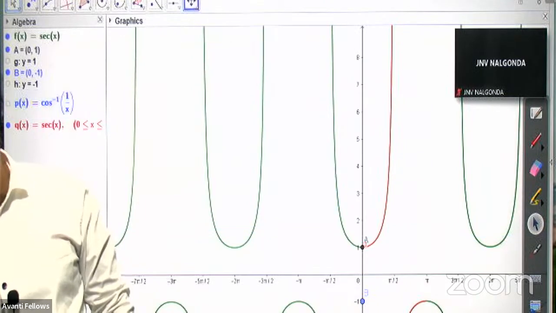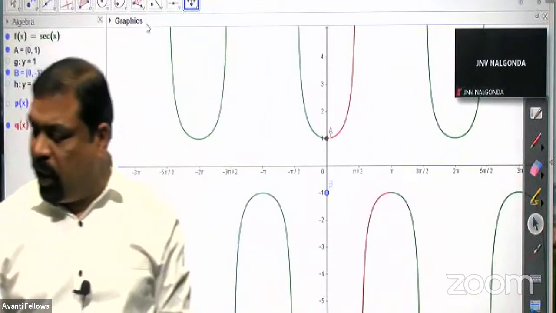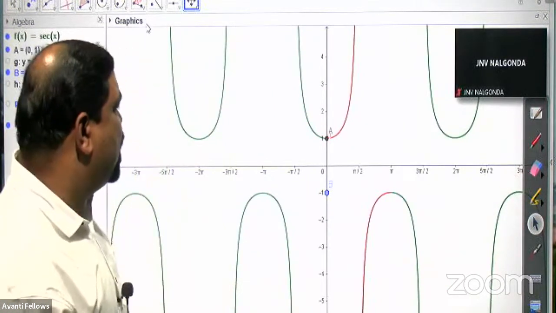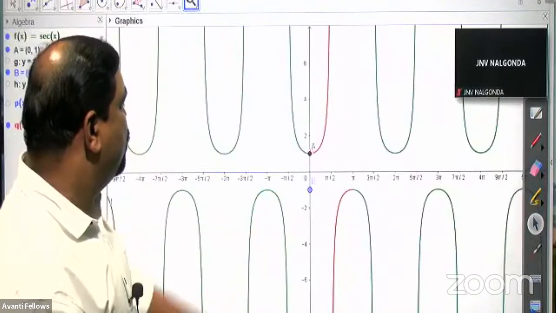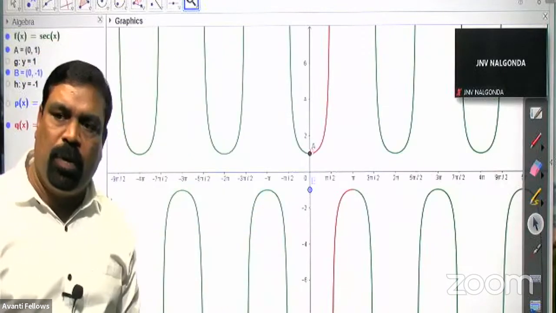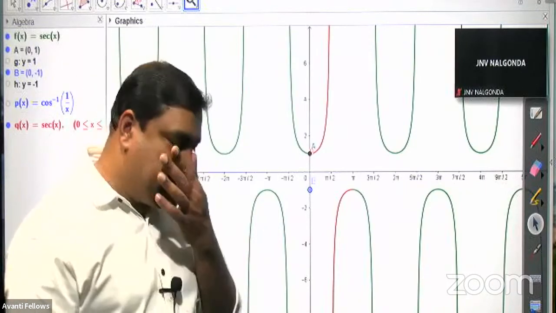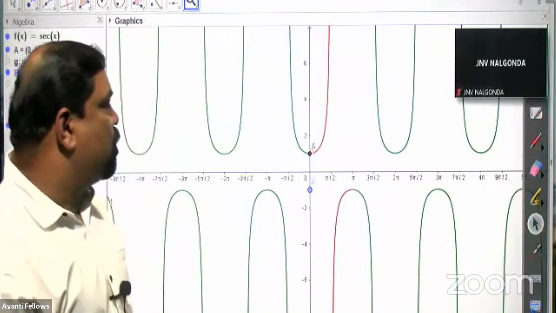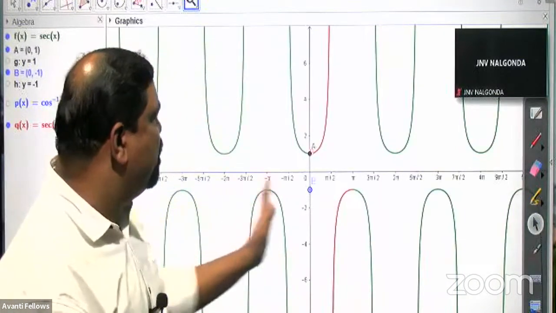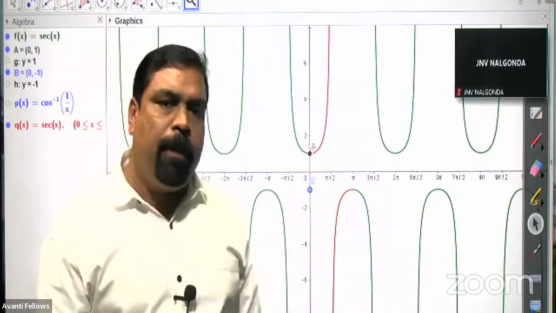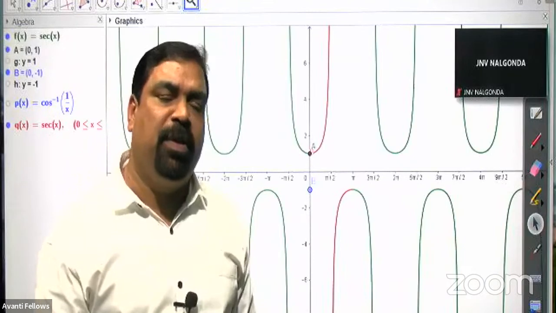Now you can see this is the graph of sec x actually. You are familiar with it. So what is the domain? The domain, from the graph you can observe, is all real numbers except the odd multiples of pi by 2.